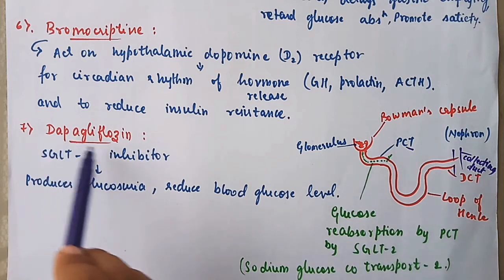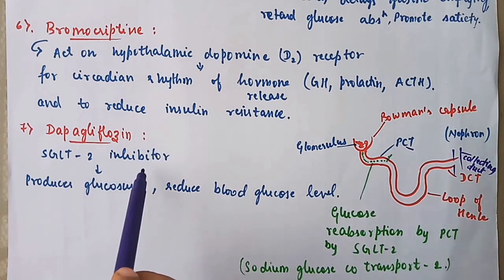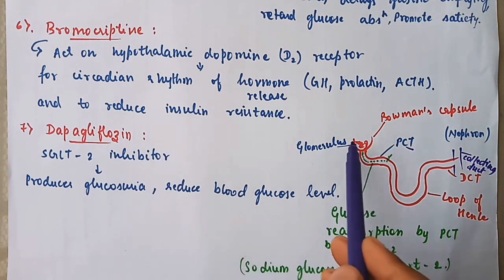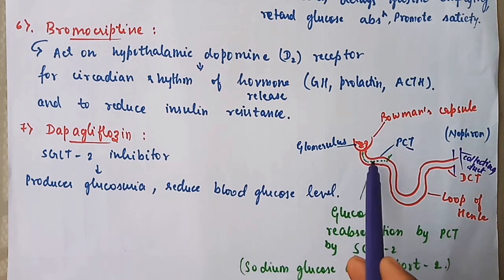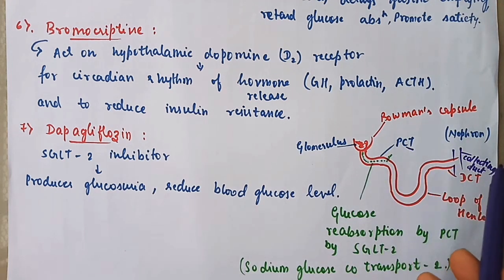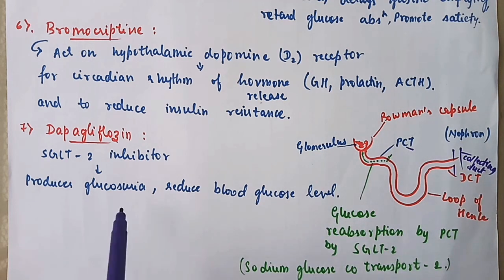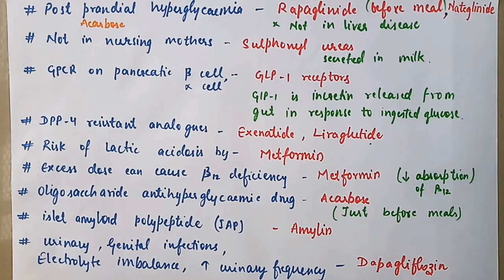When dapagliflozin is given, it causes inhibition of this. So the glucose which is filtered from the glomerulus passes onto the loop of Henle and then to the collecting duct and is excreted into the urine. So it produces glucosuria and reduces the blood glucose level by the excretion of glucose from the body. We have completed the detailed mechanism of all the drugs for oral hypoglycemic activity.